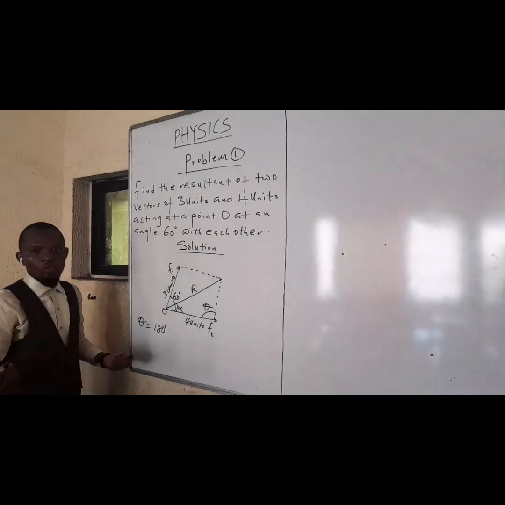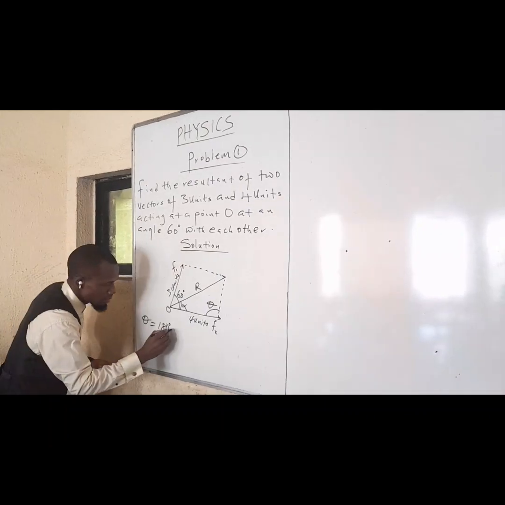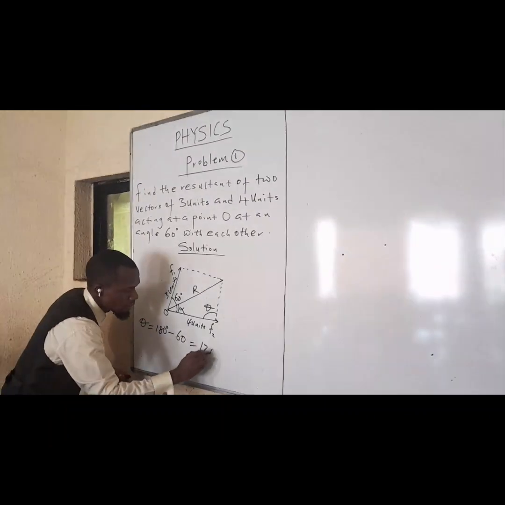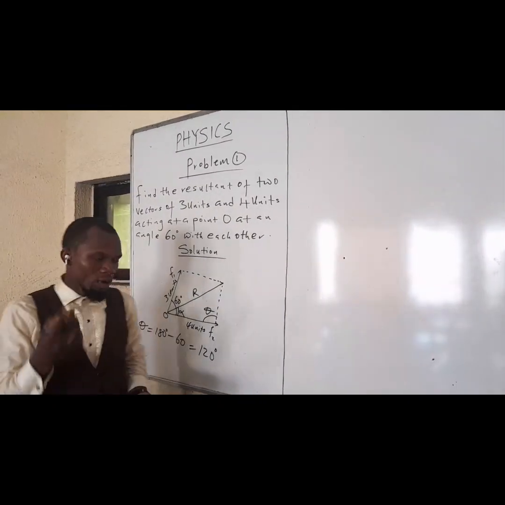So my theta is equal to 180 degrees minus 60 degrees. Why am I using 180? Because in the second quadrant, the angle there is 180. So 180 minus 60, what will I have? I'll have 120 degrees. So this angle here now is 120 degrees. That's the angle I'm going to use.